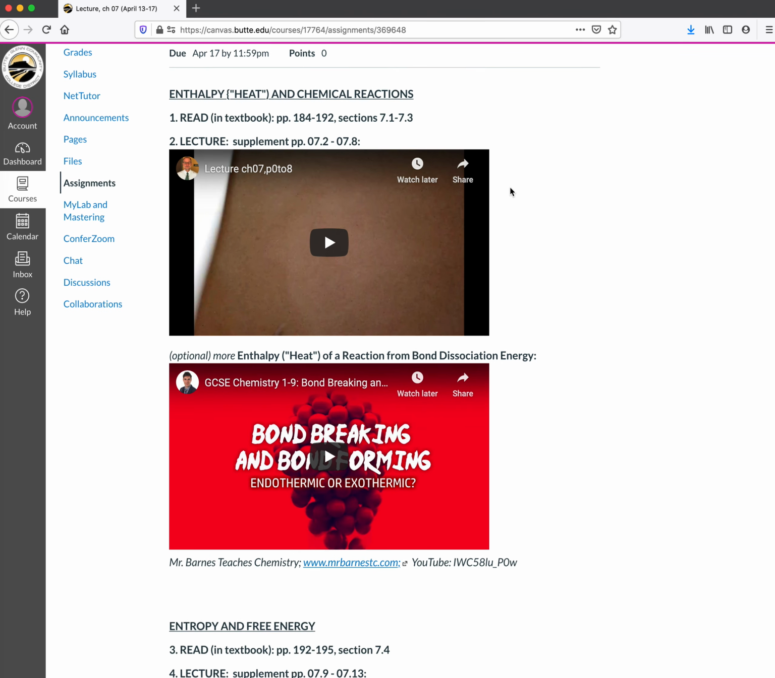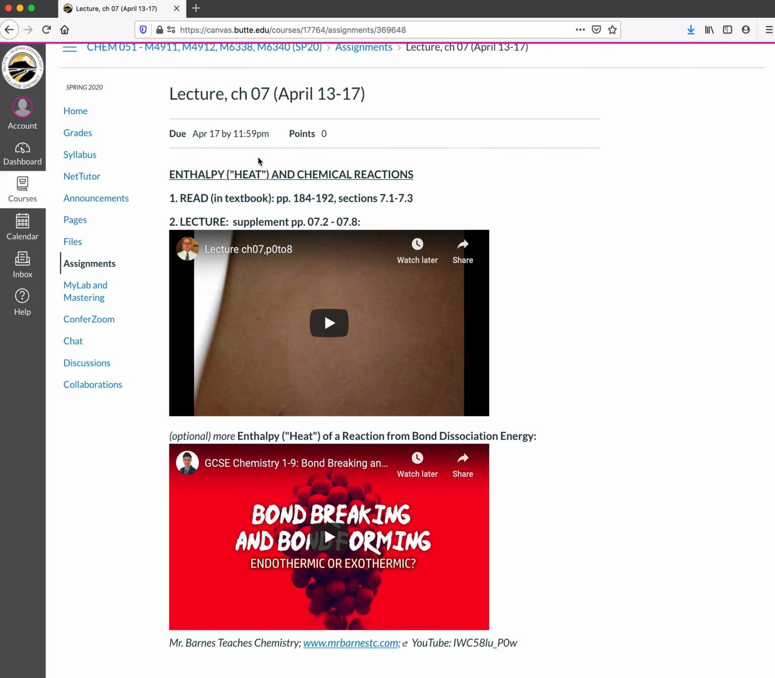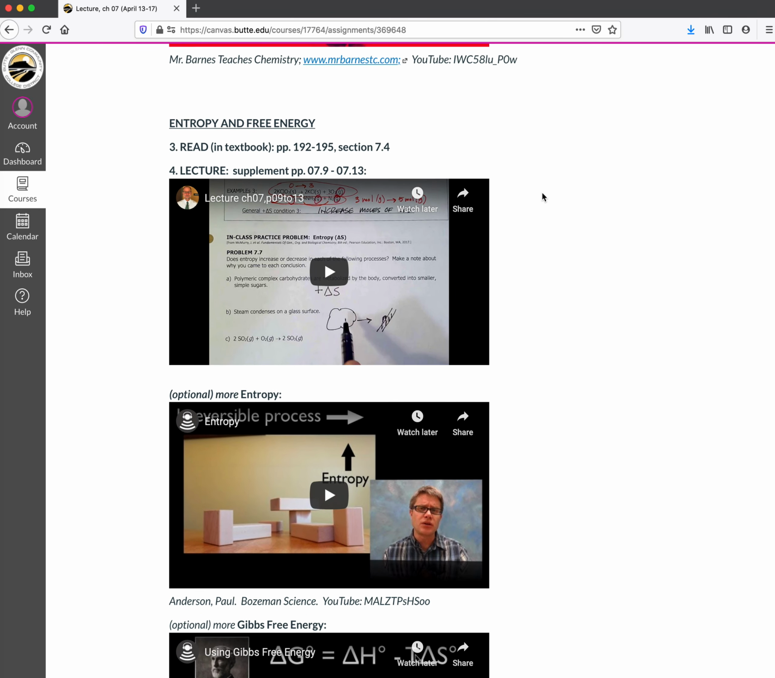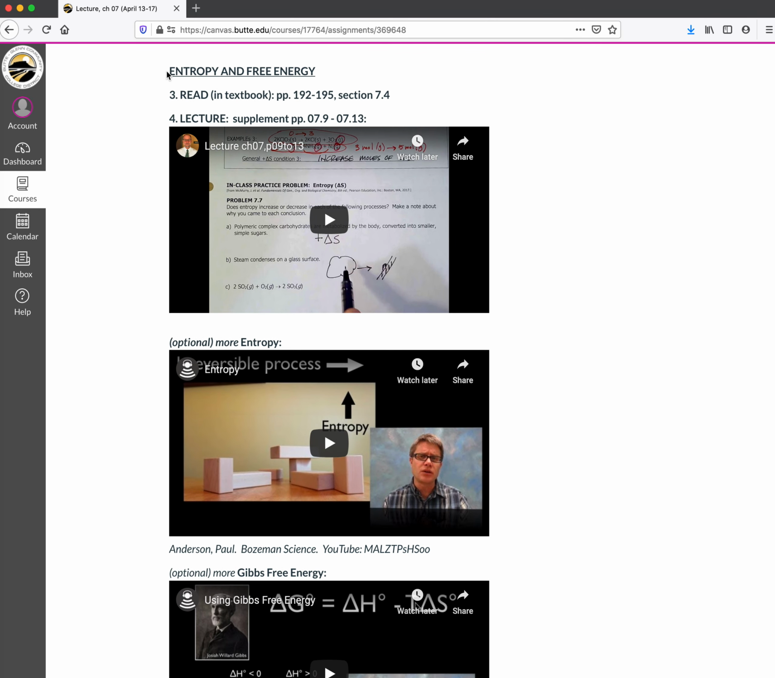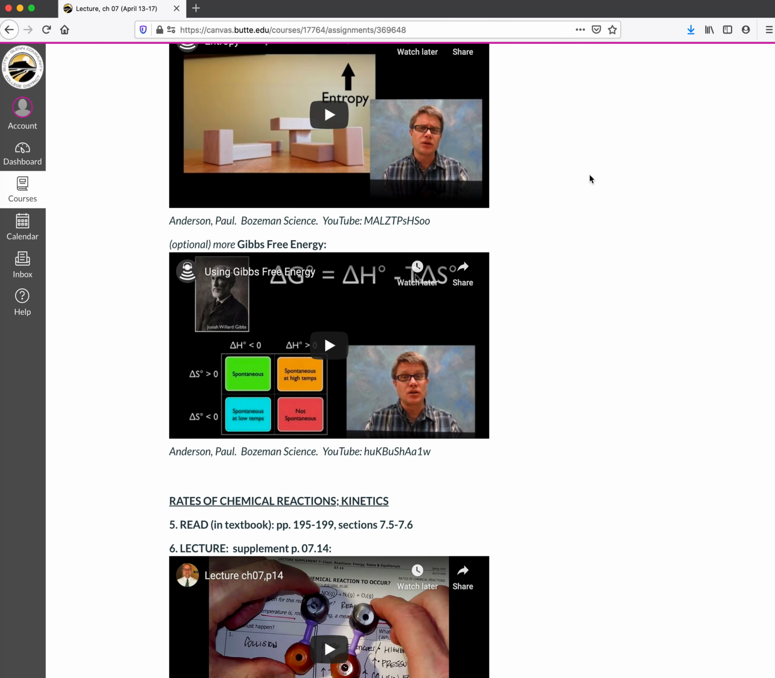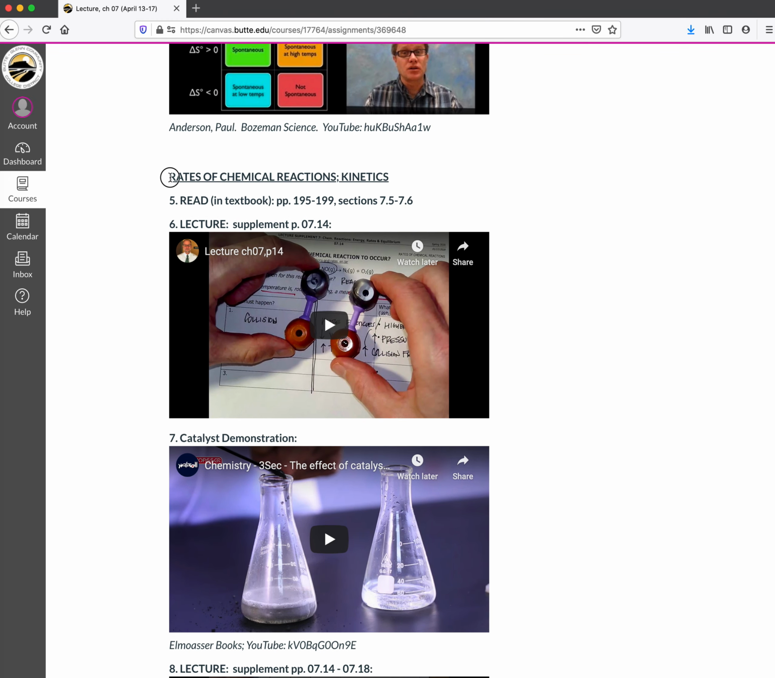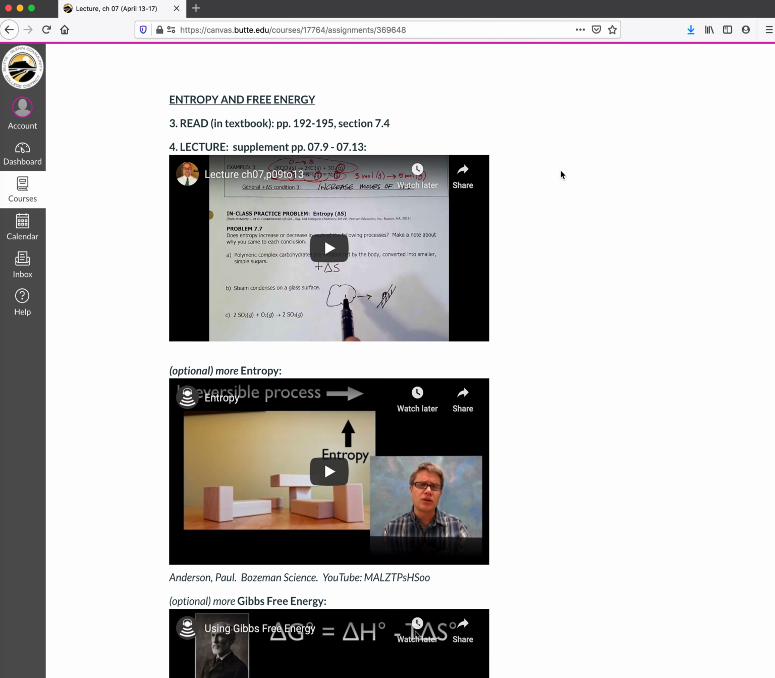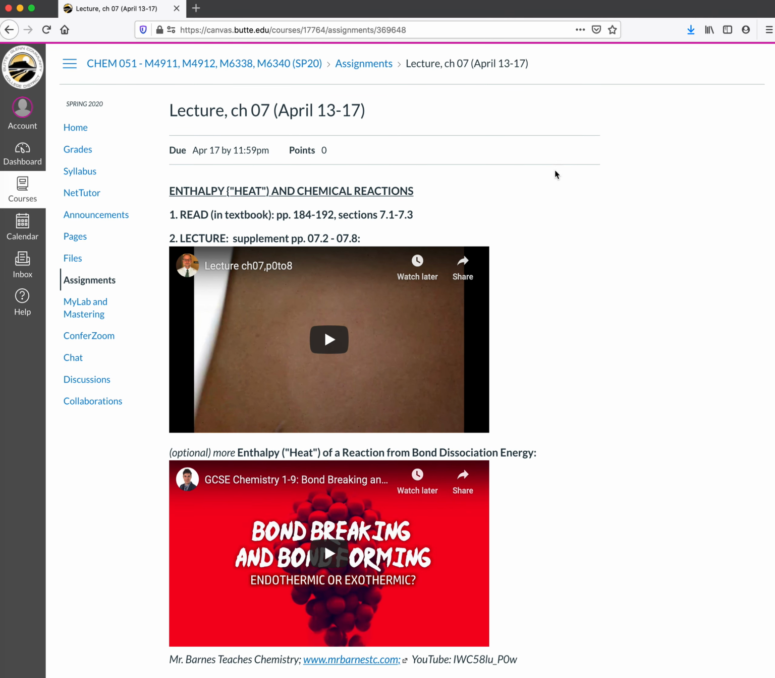The other thing I've done is in each lecture, I've broken it down. So lecture 7 this week, I have enthalpy and chemical reactions. If I go up here, I've got entropy and free energy. And the last topic in this set of lectures is kinetics. And then within each of those, I've got recommended tasks.